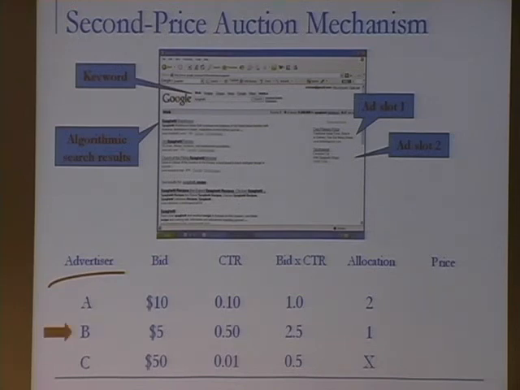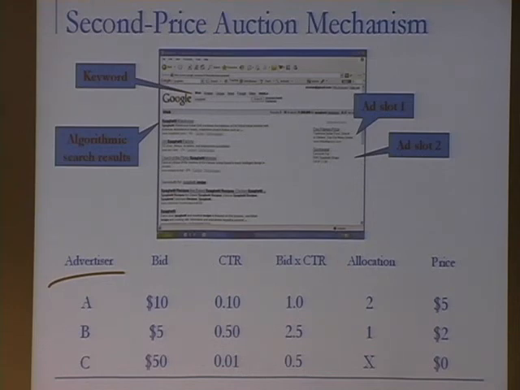His closest competitor in the ranking is advertiser A, who has a bid times click-through rate of 1. And advertiser B's own click-through rate was 0.5. So by taking the ratio of these two numbers, I see that so long as B bid at least $2, he would have maintained his position in the ranking, and therefore I charge him $2 per click. I can similarly calculate the per click price of advertiser A. It will be $5, and advertiser C is not shown, never clicked on, and never charged, for this search at least.